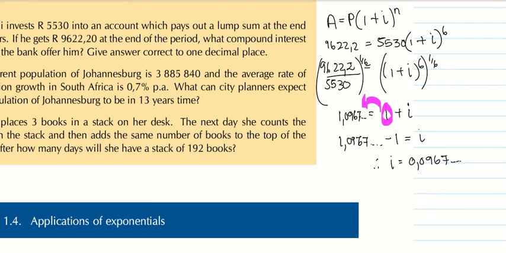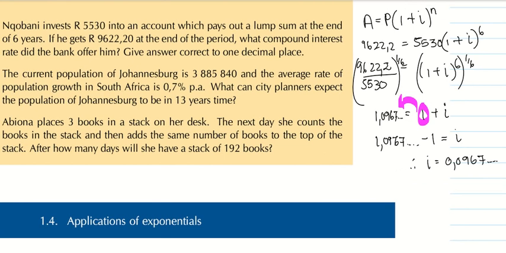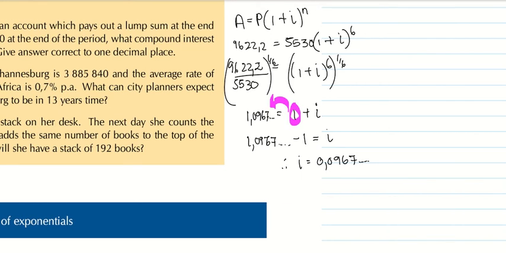So I will conclude, and to answer this question, what compound interest rate did the bank offer him? I would say, therefore we can say that if we round this off, the bank offered him an interest of, or you can use approximation, or you can use the plus minus sign of approximation, of 10%.